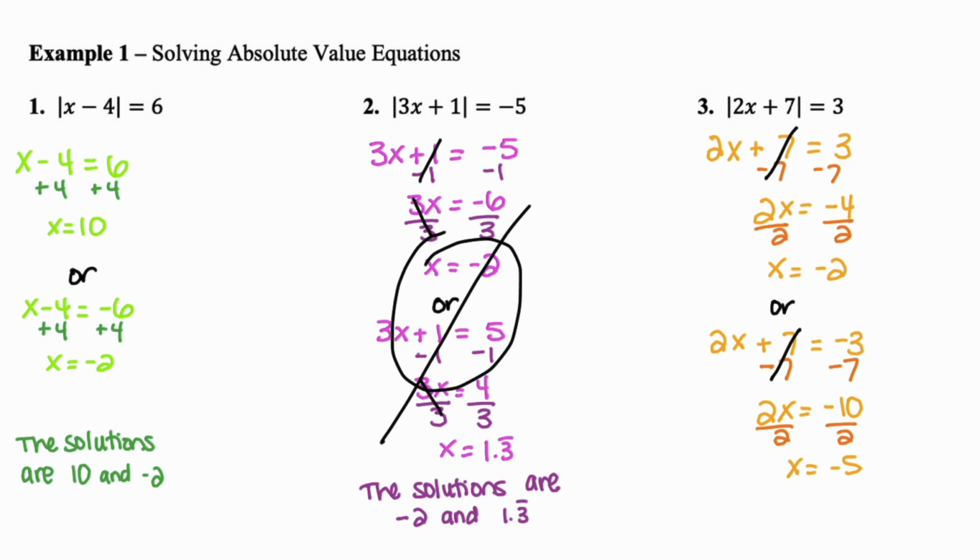If I check these, 2 times negative 2 is negative 4. Negative 4 plus 7 is 3. Absolute value of 3 is 3. If I plug in negative 5, 2 times negative 5 is negative 10. Negative 10 plus 7 is negative 3. Absolute value of negative 3 is positive 3. So the solutions are negative 2 and negative 5.